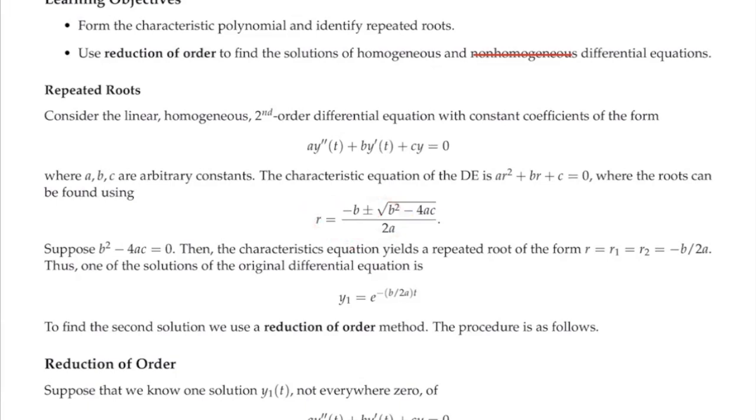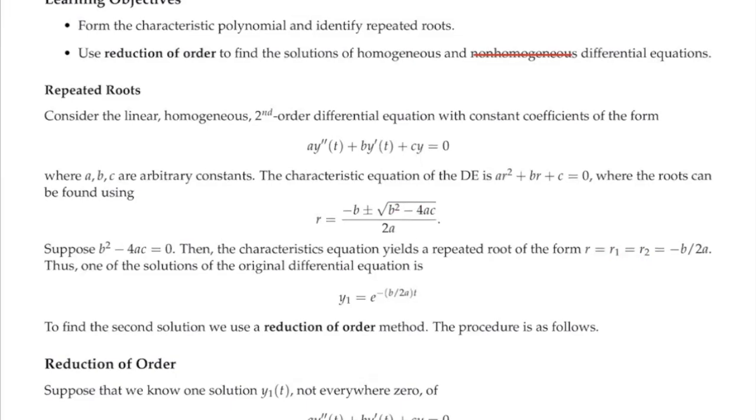And in this case, suppose you have b squared minus 4ac equal to 0. So this term is 0. And the only root that we have is negative b over 2a. Right? So this is called the repeated root. We have r equal to r1 equal to r2 equal to negative b over 2a. And from here, at least you can write down one solution, that is y1 equal to e to the rt, for r equal to negative b over 2a.